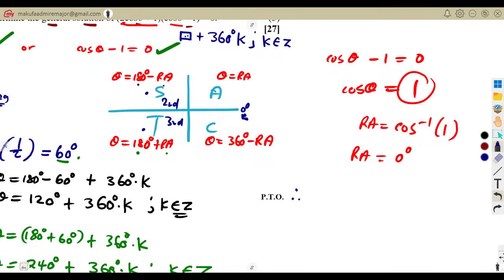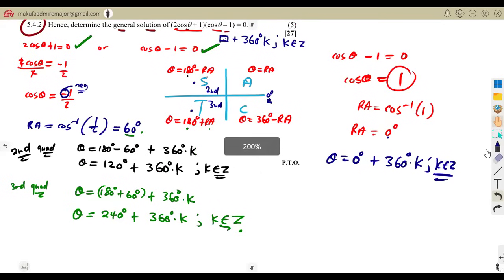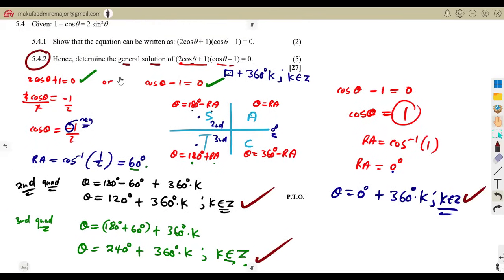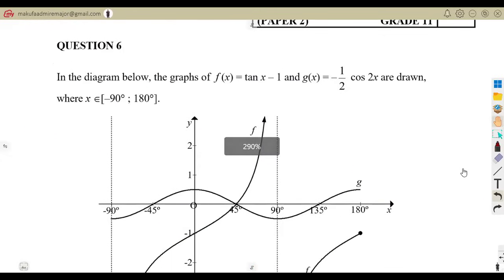So therefore, from this one, our theta was going to be the angle, that's 0 degrees, plus, remember, general solution, 360 degrees times what? Times k, where k is an element of all the integers. So these were the three solutions that we're going to have all in all. The first ones that we got in the second quadrant, third quadrant, and this one that we got from this one that gave us 1. So all these were going to be part of this solution. So guys, you have to be careful. Simplifying these, you have to be careful.